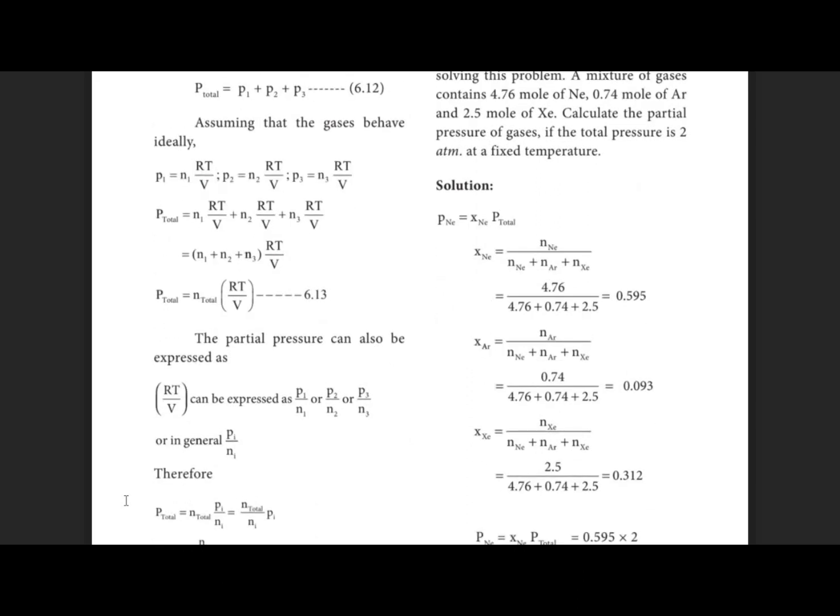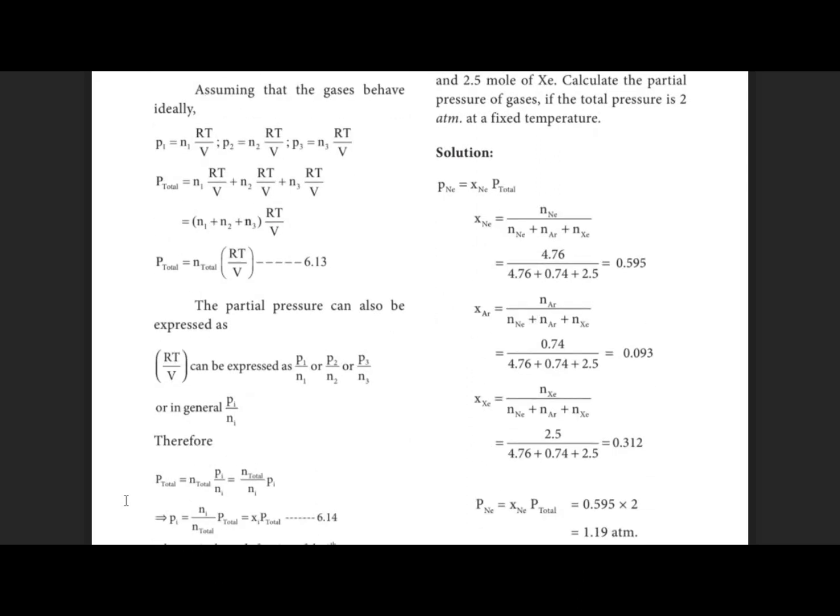In the same way, we are calculating the argon also. X argon is n argon divided by n neon plus n argon plus n xenon. That is 0.74 divided by 4.76 plus 0.74 plus 2.5, and you will get 0.093.